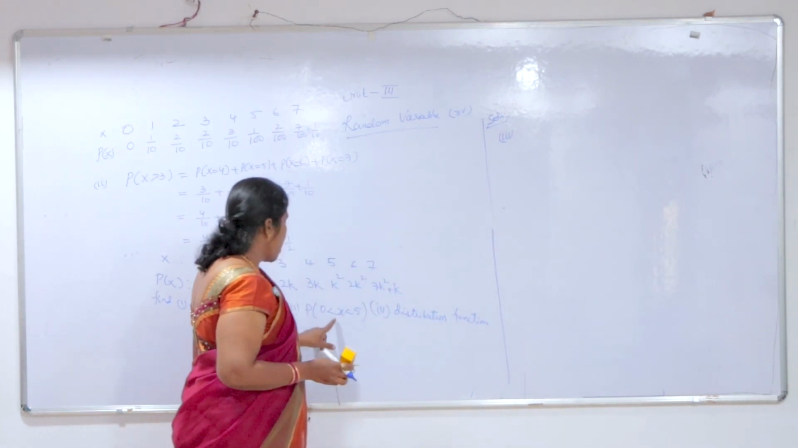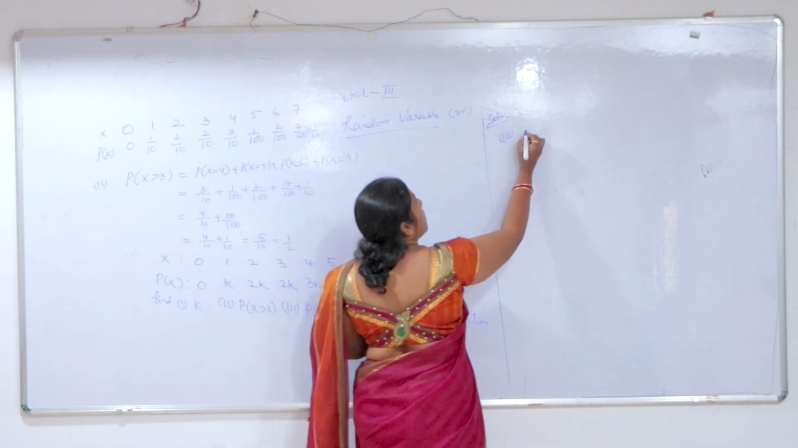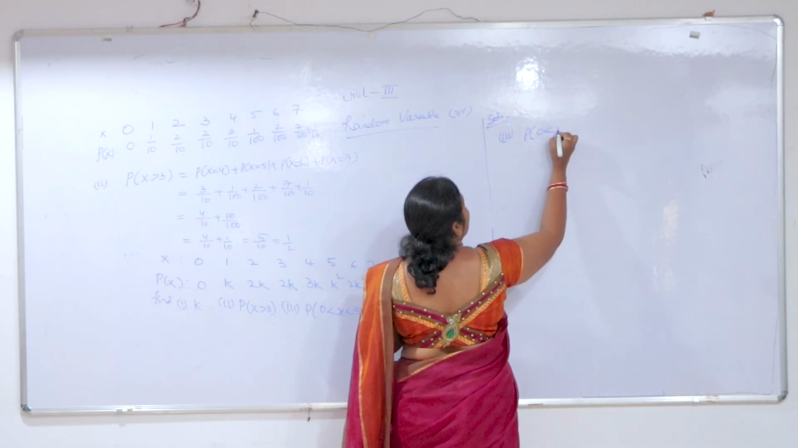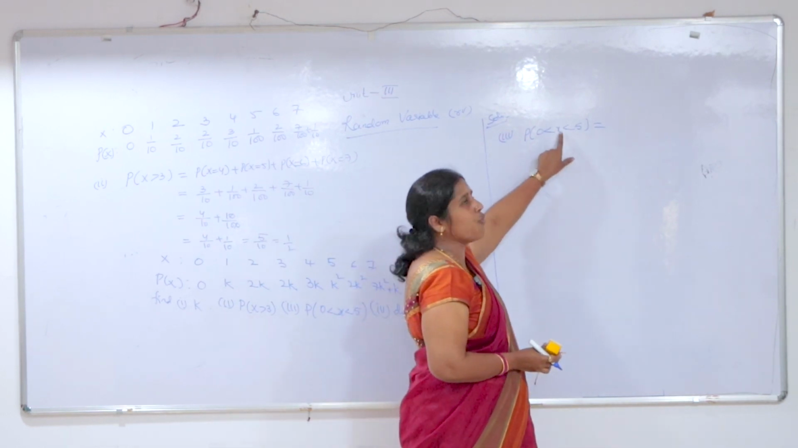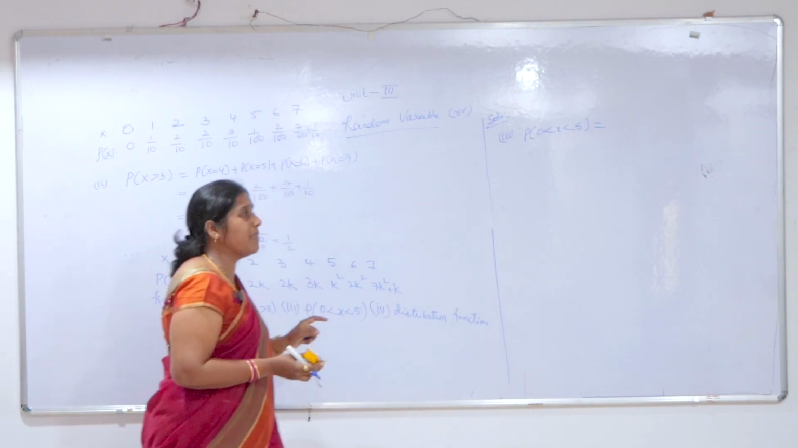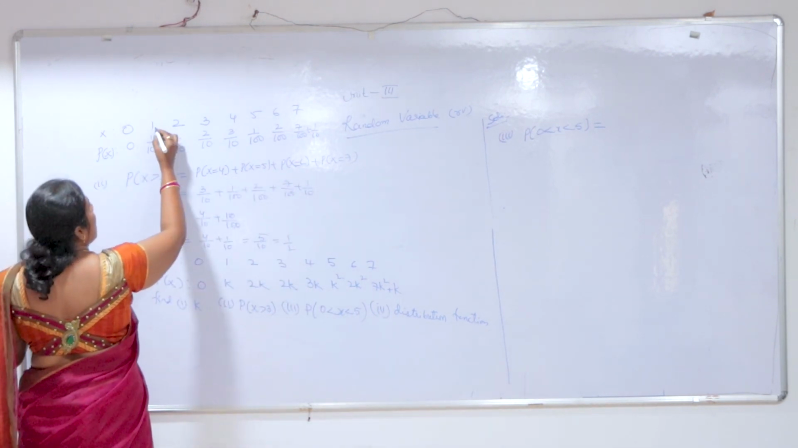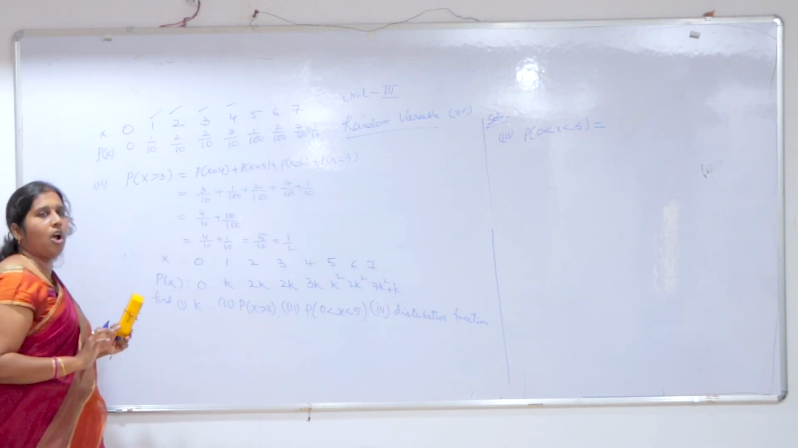Third one, probability of 0 less than x less than 5. So what are the values? My x takes what values? In between 0 and 5. What are the values in between 0 and 5? 1, 2, 3, 4. 0 and 5 are not included.